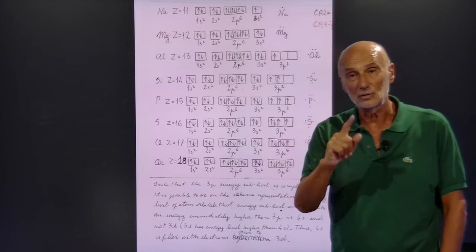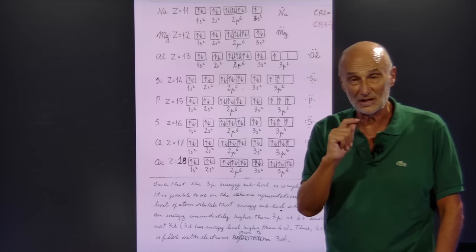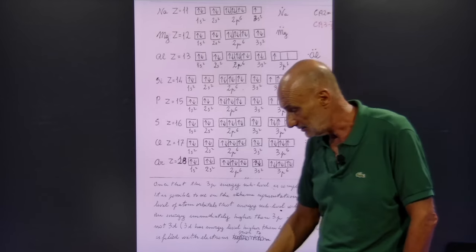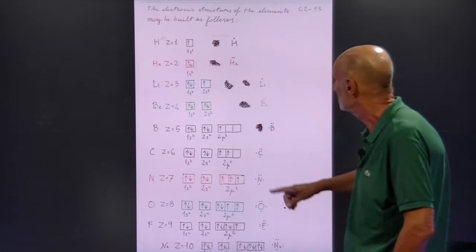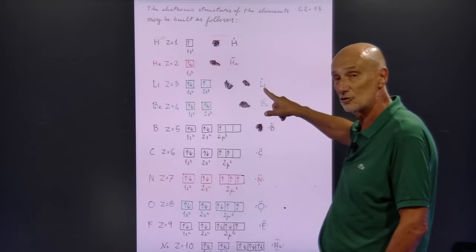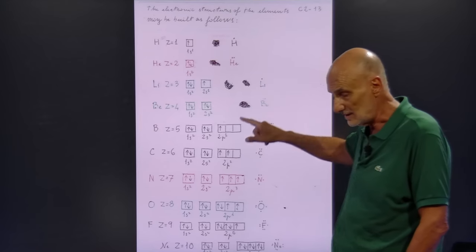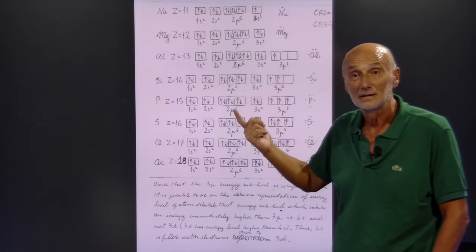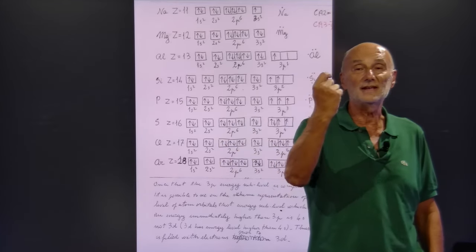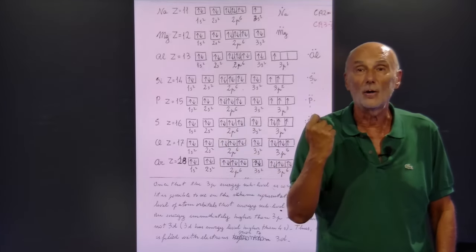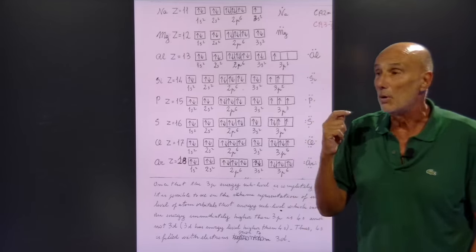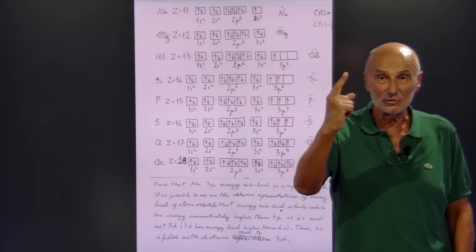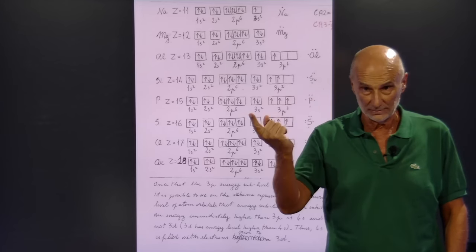Now, let's have a look at the electronic structure of lithium and the electronic symbol of lithium. Look. The electronic symbol of lithium is equal to the electronic symbol of sodium. Why? Because what lithium and sodium have in common is that both have only one electron in their outer shell. Okay?